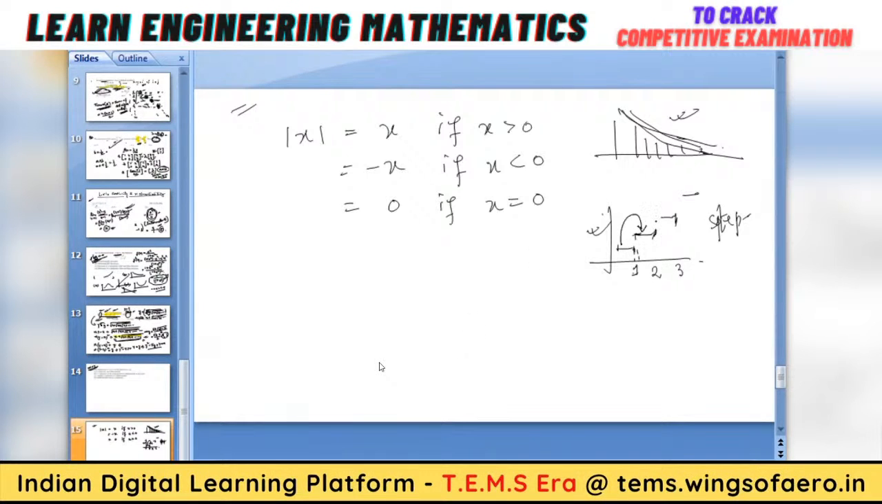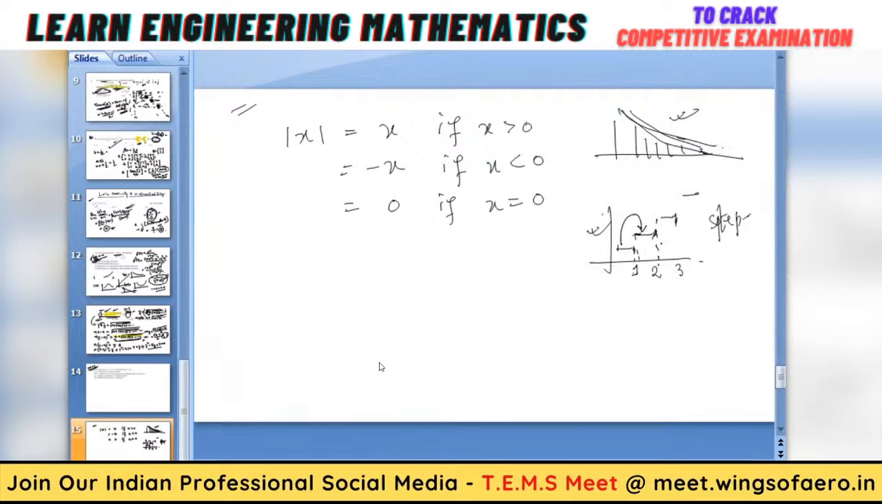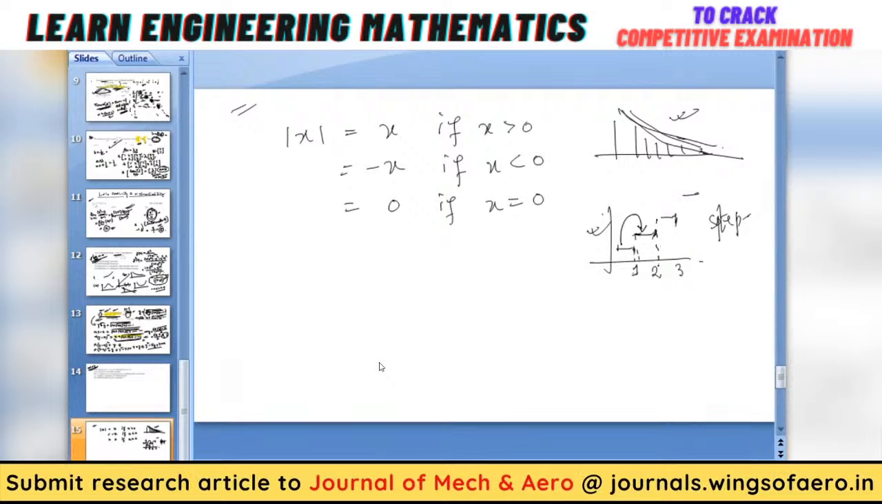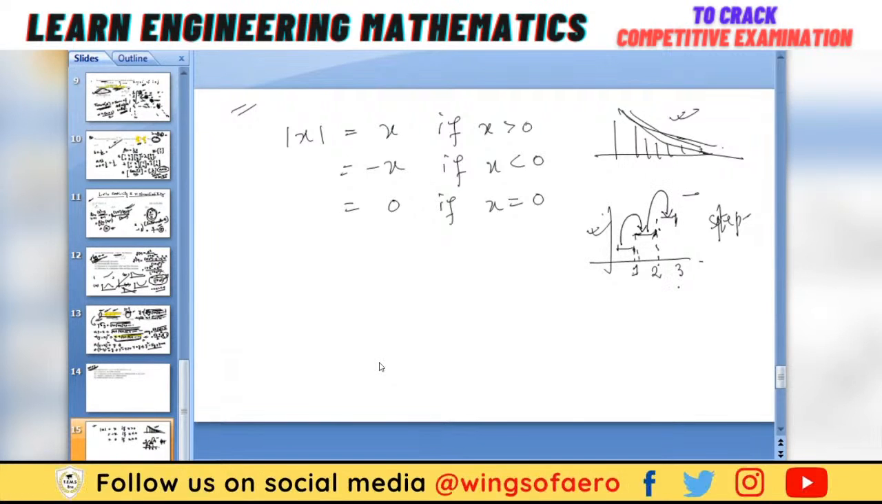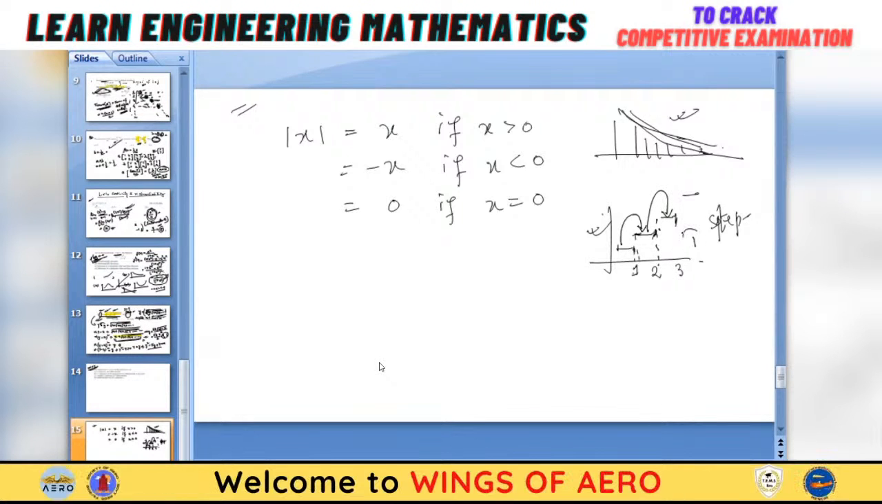Similarly, at point 2, there is also a jump discontinuity in this function at x equal to 2, and you need to jump from here to here. Then you can remove this discontinuity. So this is called a jump discontinuity. This is one type of discontinuity.